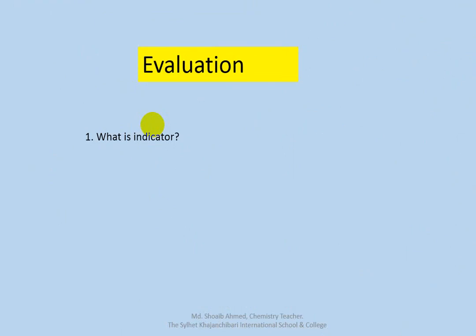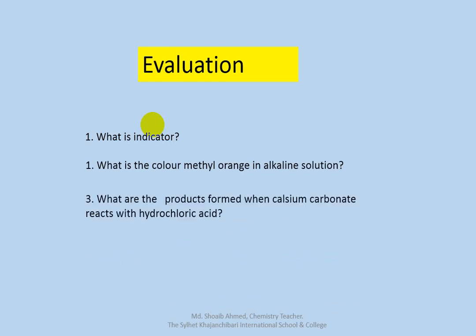What is an indicator? Any substance that has different colors depending on the pH can be used as an indicator. Yes, excellent. What is the color of methyl orange in alkaline solution? Yellow. Good, excellent. What are the products formed when calcium carbonate reacts with hydrochloric acid? Three products: salt, water, and carbon dioxide. What will be the salt's name?